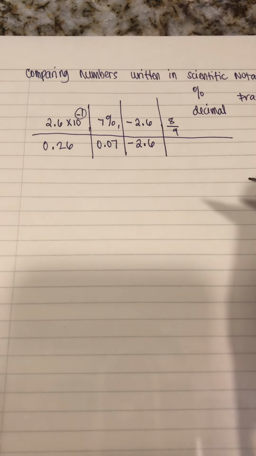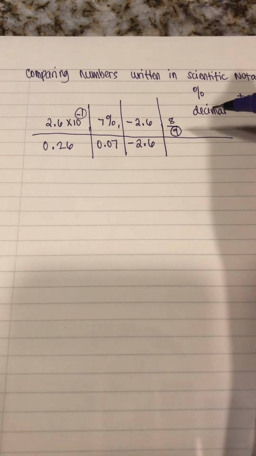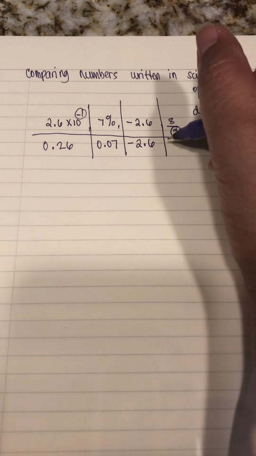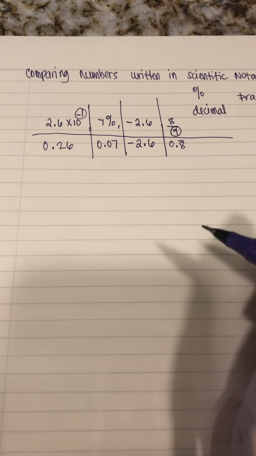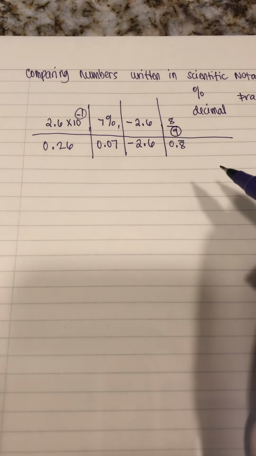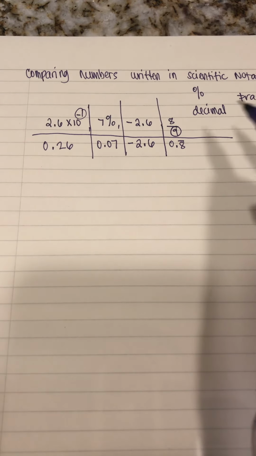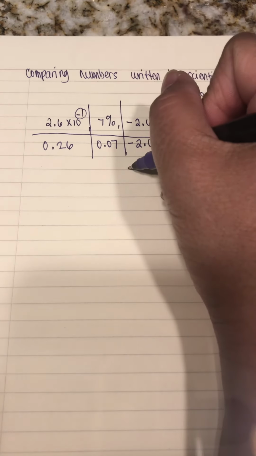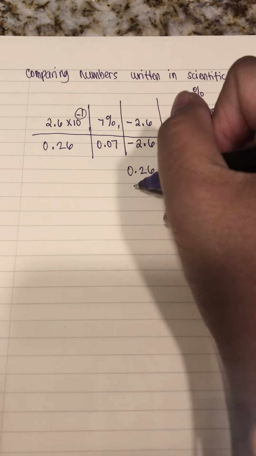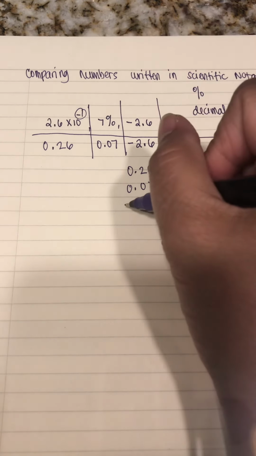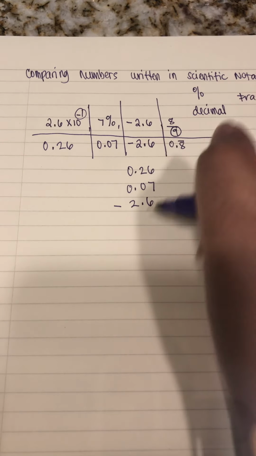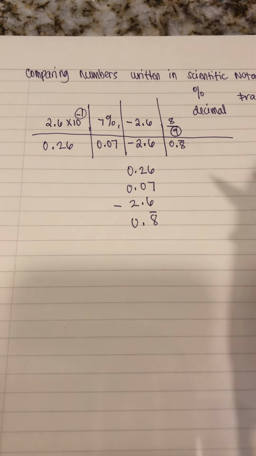So it's negative 2.6. And 8/9, if you remember what we did with anything divided by 9, that becomes repeating. So this is just 0.8 repeating. Okay, so now they're all in decimal form. So now we're ready to compare. So what I like doing is line up all their decimal points. So 0.26, 0.07, negative 2.6, 0.8 repeating.